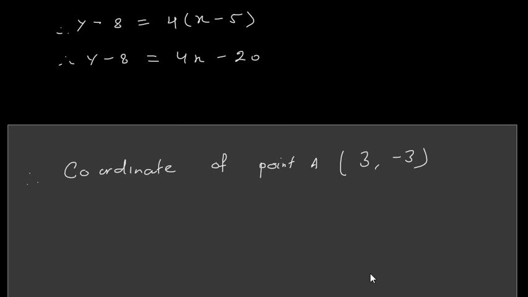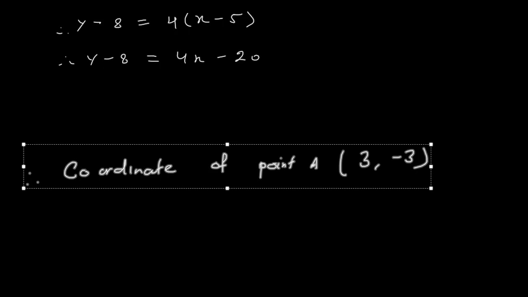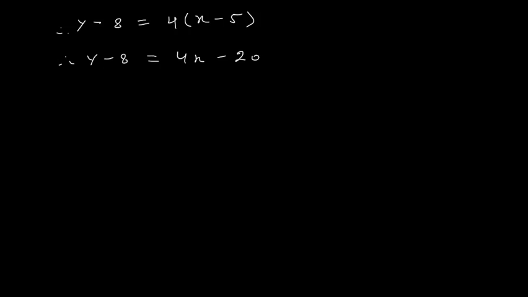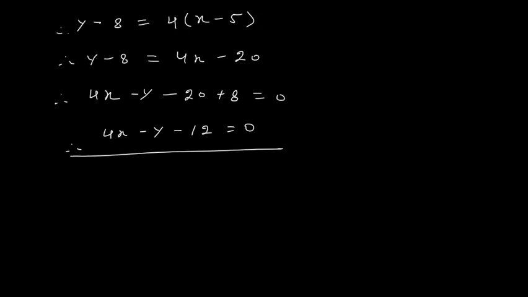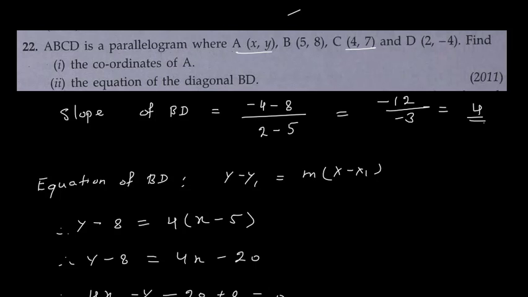You can simplify this equation. So you can say 4x minus y, now this is minus 20 and this minus 8 will become plus 8, is equal to 0. So 4x minus y minus 12 is equal to 0. So 4x minus y minus 12 equals 0 is your answer. This is the equation of diagonal BD. This is question 22. Now problem number 23: in triangle ABC, A, B and C are given.